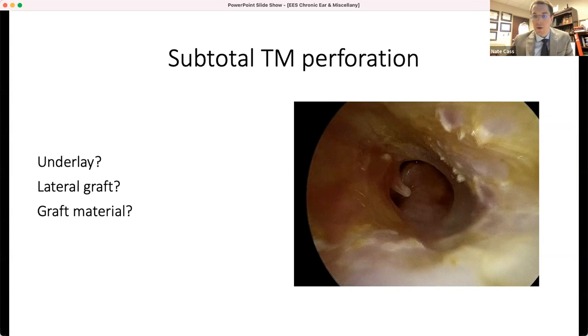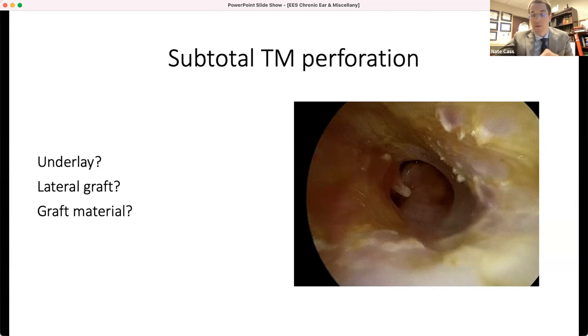When the perforation goes very anterior, up to the annulus, I like to do what some people call a bucket handle technique, or pull through, which is pulling the graft up onto the anterior canal, under the annulus.